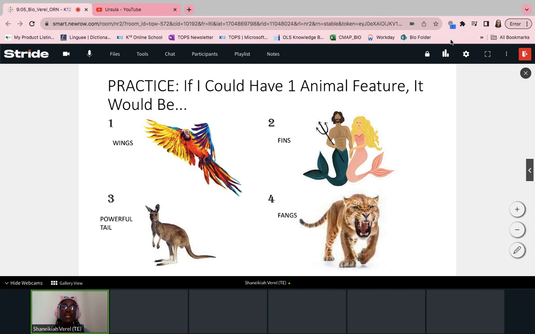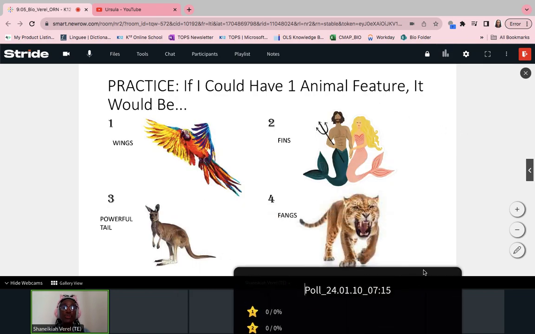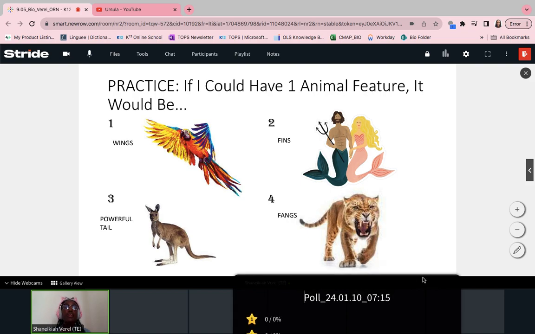If I could have one animal feature, it would be, and then in class, we're going to have the poll. You would pick number 1 if you would like wings. Number 2 if you'd like fins, so you can swim. Number 3 if you like a powerful tail, and number 4 if you would like fangs. And if you want a completely different animal feature, like fur or claws, then you would click 5. Okay?